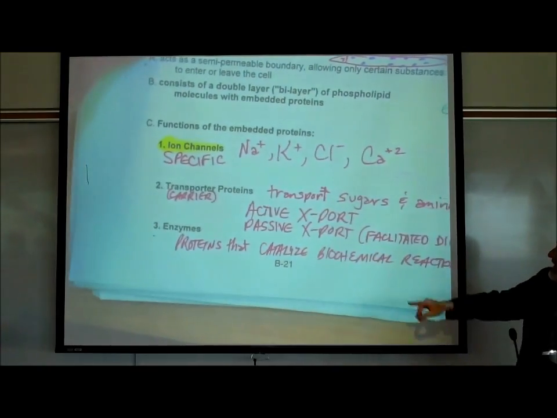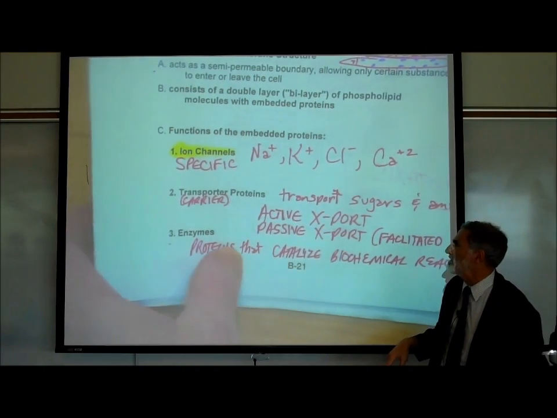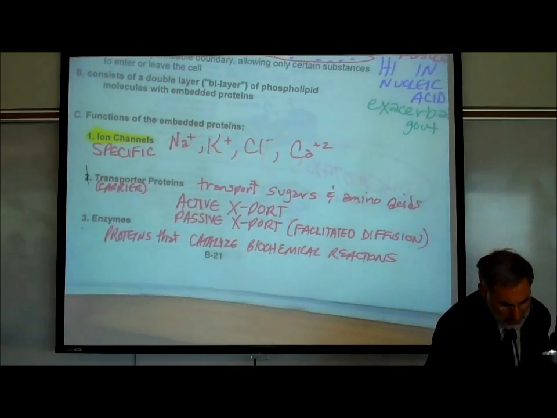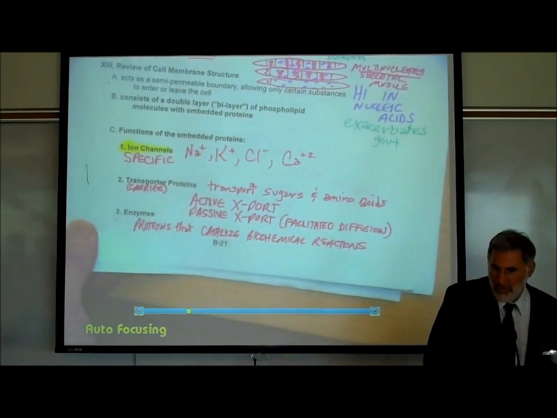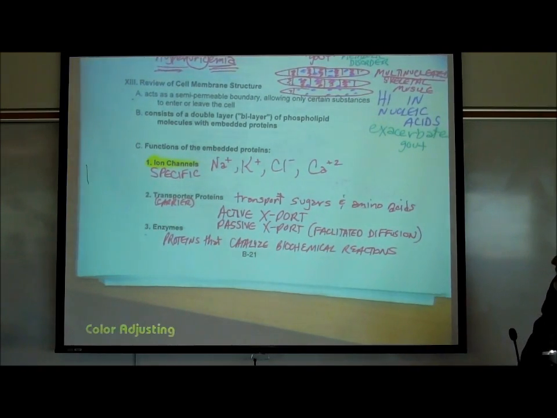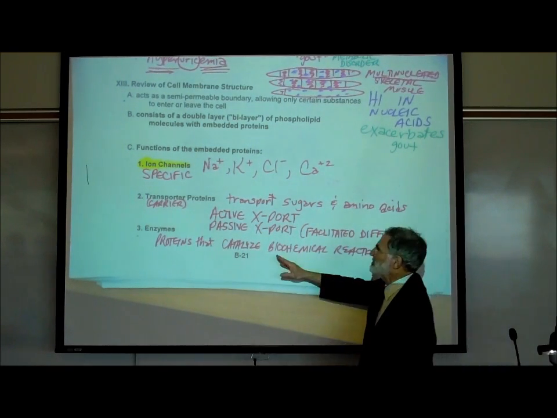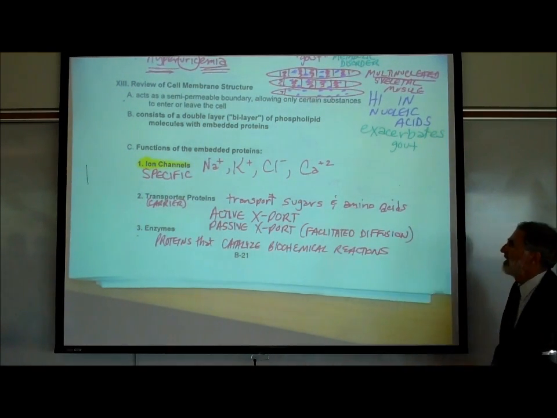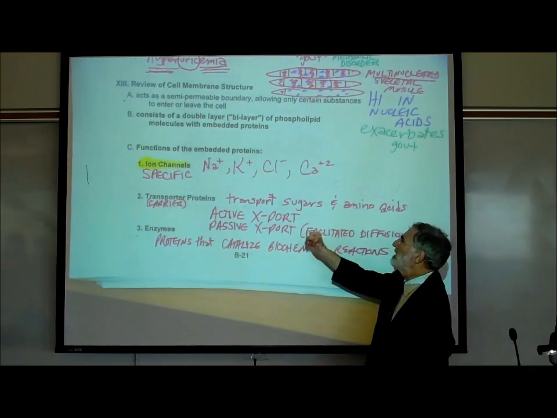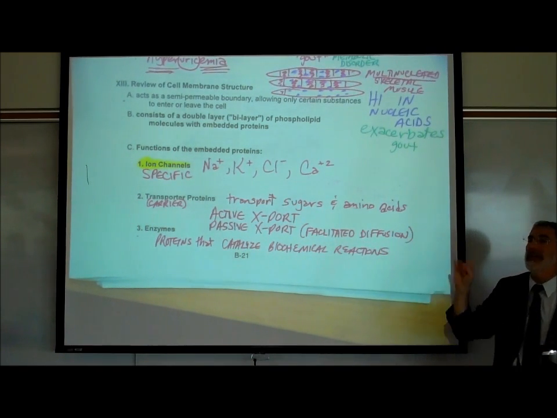Okay, now, the next thing listed are transporter proteins, or carrier proteins. And I wrote that transporter proteins transport sugars or amino acids across the cell membrane. These are known as transporter or carrier proteins. Again, there are specific ones. So the ones that transport sugars are different than the ones that transport amino acids.